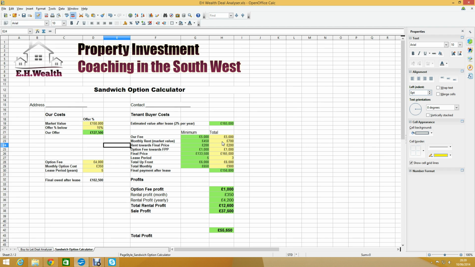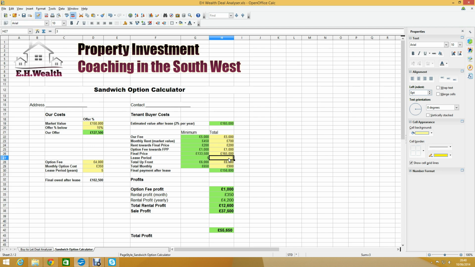The final price on this, again, we usually put the estimated value, maybe a little bit more, because again, they're motivated to buy it. You can put it up more if you expect the value of the house to rise even further. Basically, that's there for whatever you want to sell the house to them at the end of the 5 years. Just please make sure that it's higher than the offer that you're going to make to your seller. So we've put in there 165,000 because of the estimated value after the lease, making it nice and simple.